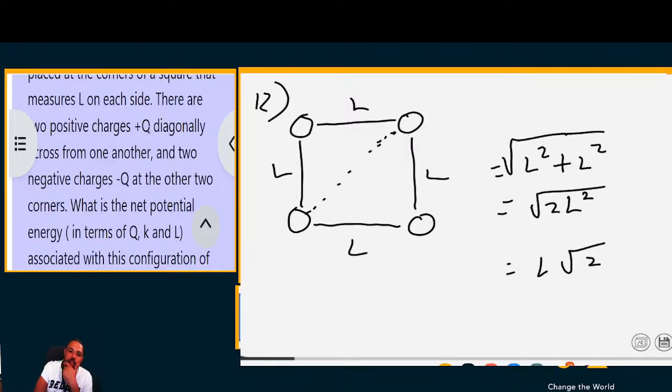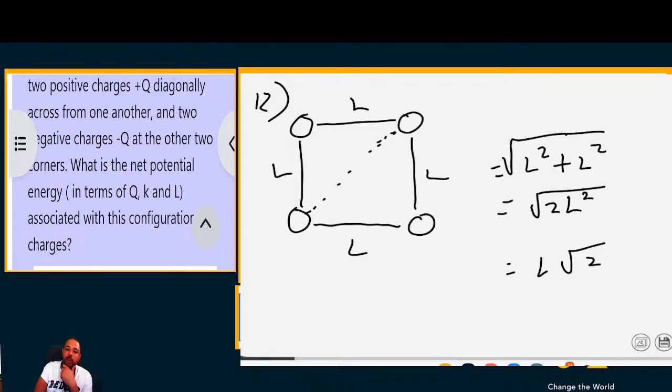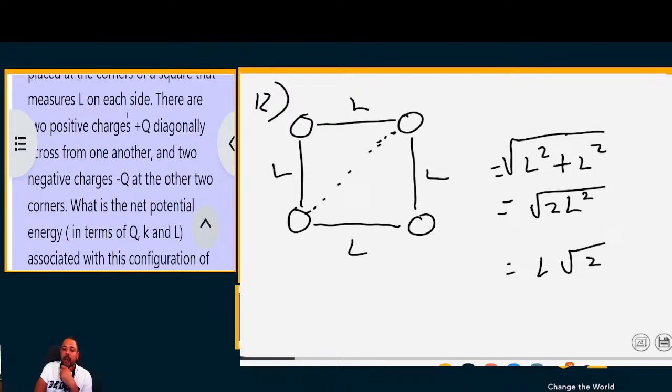Now they tell us that these four charges are on the square, and there are only two positive charges. There are two positive charges, plus Q, diagonally across from one another. So this would be plus Q, and this would be plus Q. And two negative charges at the other two corners. So negative there and a negative there. What is the net potential energy in terms of Q, K, and L associated with this configuration of charges?